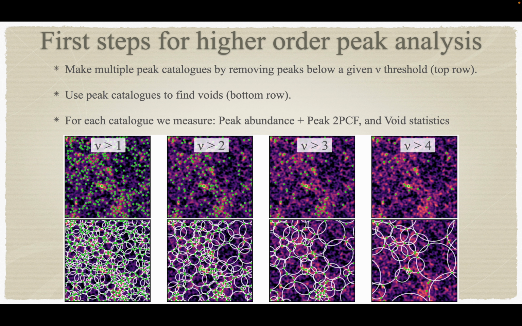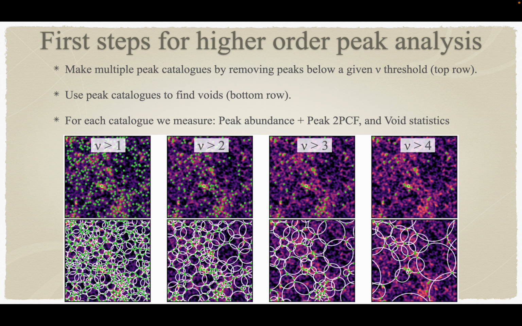So, the first steps that we make for our higher order peak analysis are as follows. We measure all local maxima in the convergence field, which is exemplified by these green dots on these colour maps, and once we have identified all weak lensing peaks, we then impose a height cut, where we remove all peaks below a given nu threshold. So on the left panel here, I have removed all peaks with an amplitude lower than a signal to noise of 1, and on the far right I have removed all peaks that have a signal to noise amplitude that is less than 4.